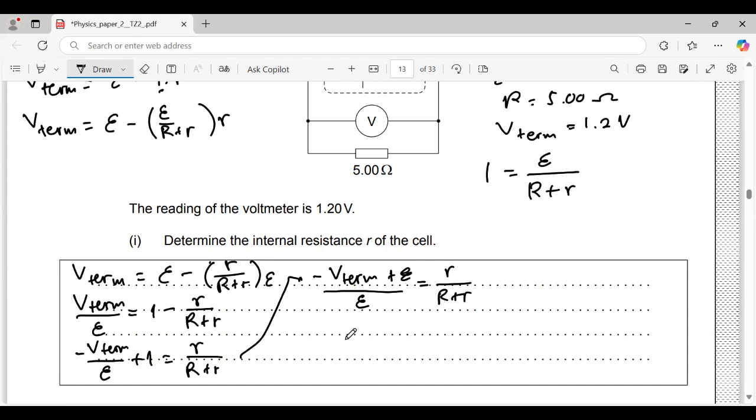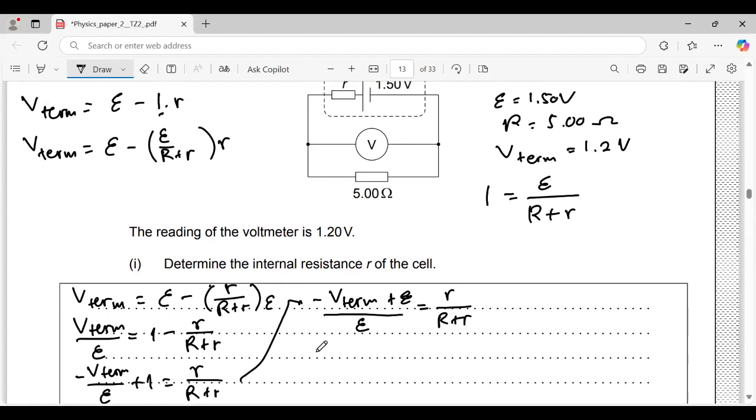After that, substitute these numbers into this equation. Minus 1.2, V terminal, plus 1.5, over epsilon, which is 1.5, equals r over 5 plus r.